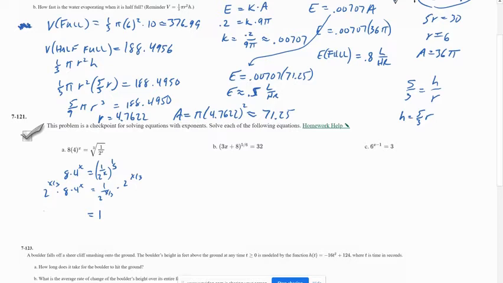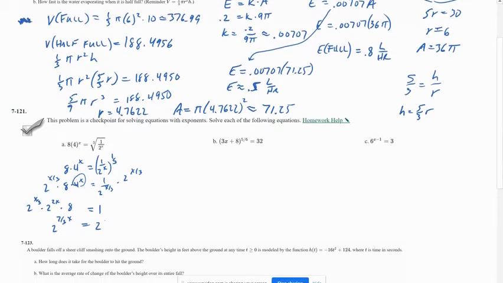equals, let's see, we have 2 to the x over 3. I'm going to write 4 to the x as 2 to the 2x, because 2 squared is 4, times 8. And now I have 2 raised to the x over 3 plus 2x. So 1/3 plus 6/3 is 7/3 x. And then I'm going to divide both sides by 8. So now I have 1/8, which is 2 to the negative 3rd power. And so now we can say that 7/3 x equals negative 3. And so then x equals negative 9/7.